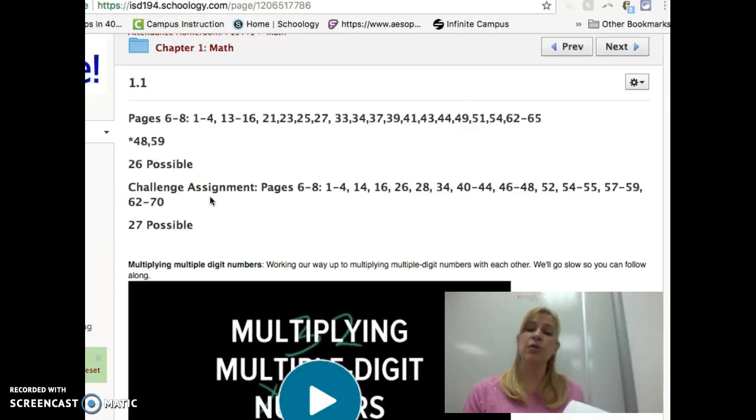Eventually we'll have a challenge group. If you'd like to be in that, you have to be doing the challenge assignment to even be considered, and then you have to be scoring a 90% in my class in order to get in, and you need to be at an 80% on every single challenge assignment that you do. So there's some stringent requirements, but I just wanted you to know what that is.